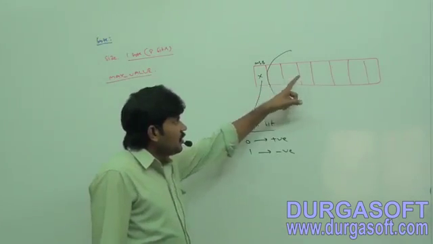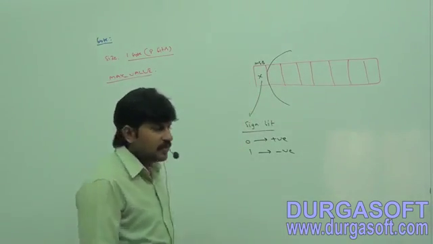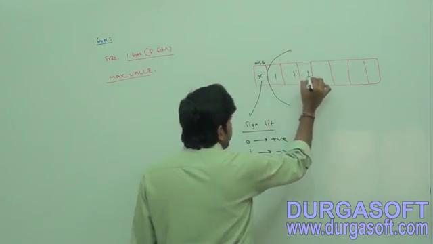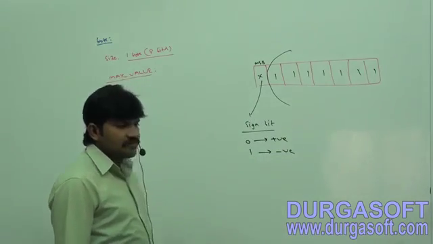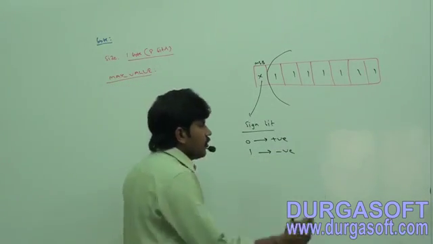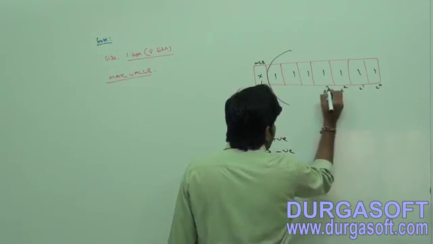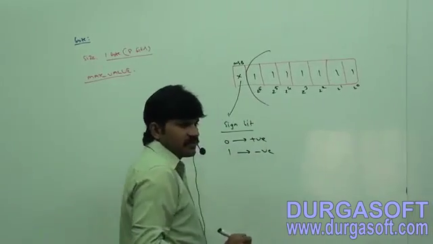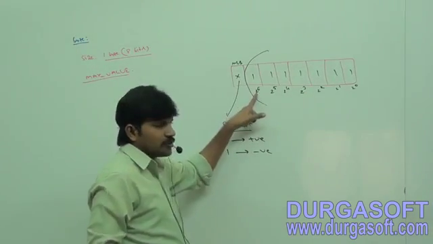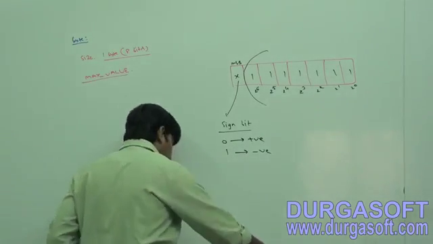What is the max value we can represent by using 7 bits? Everything is 1, seven ones. What about its value? 2 power 0, 2 power 1, 2 square, 2 cube, 2 power 4, 2 power 5, 2 power 6. 2 power 0 to 2 power 6. 2 power 6 means what is the value? 64.